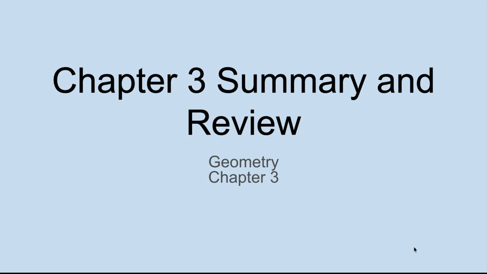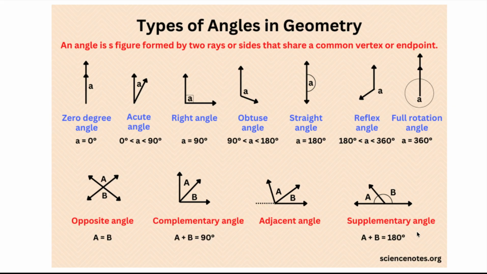Okay, chapter 3 summary and review. So we have our different types of angles. We have our 0-degree angle, our acute angle, which is less than 90, a right angle, which is exactly 90 degrees, obtuse angles, which are greater than 90 but less than 180. Exactly 180 is a straight angle.